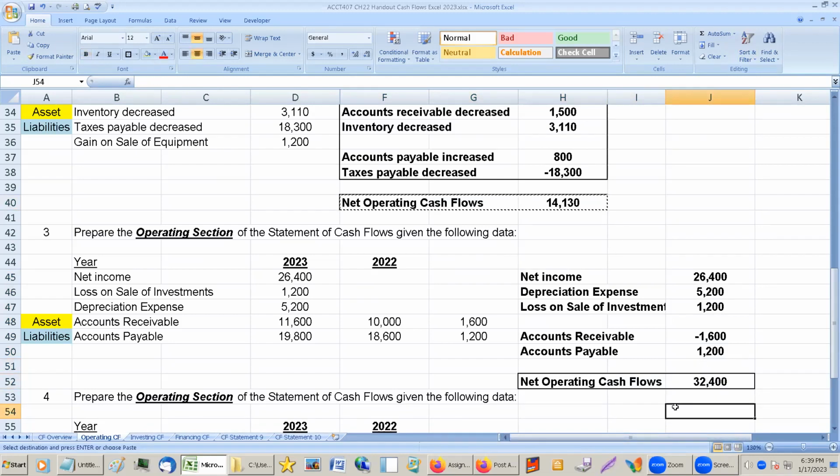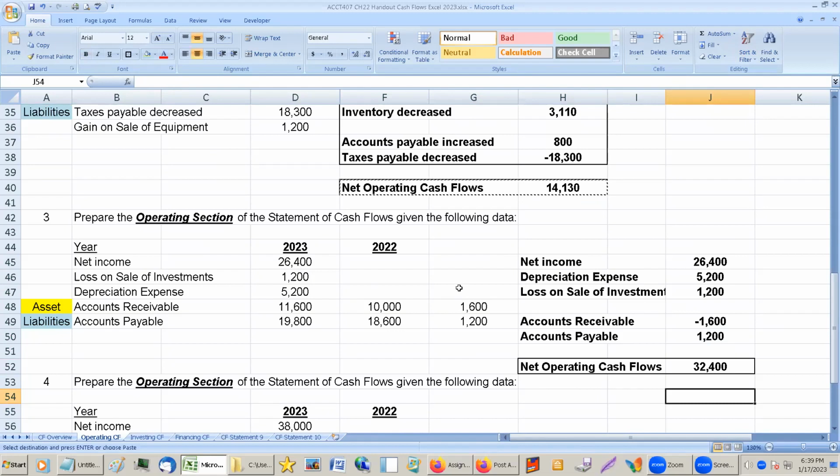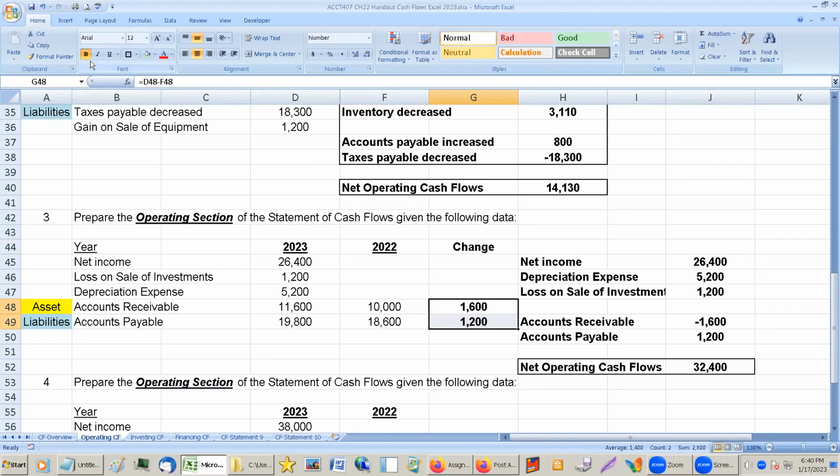operating cash flow. Now notice that it is the change in the account that we're really looking for for the current assets and current liabilities. We're really looking for what the change is in them, and then we'll figure out whether they are pluses or minuses or not.